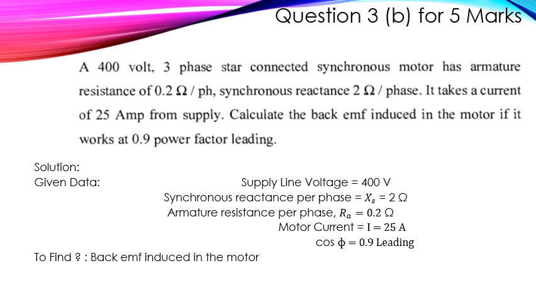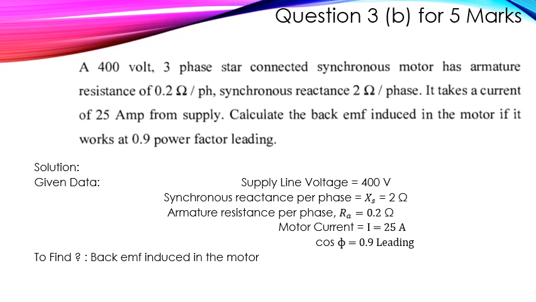The next question is question 3B, which is for 5 marks. The question is: a 400 volt 3-phase star connected synchronous motor has armature resistance of 0.2 ohm per phase, synchronous reactance 2 ohm per phase. It takes a current of 25 ampere from supply. Calculate the back EMF induced in the motor if it works at 0.8 power factor leading.